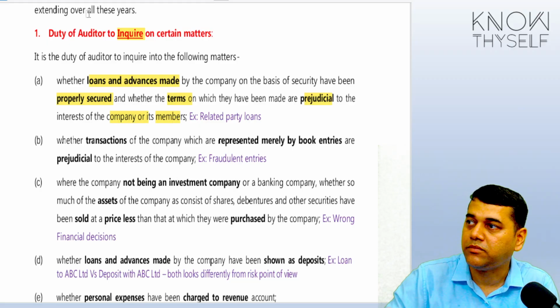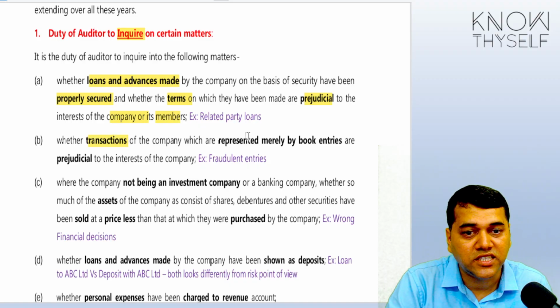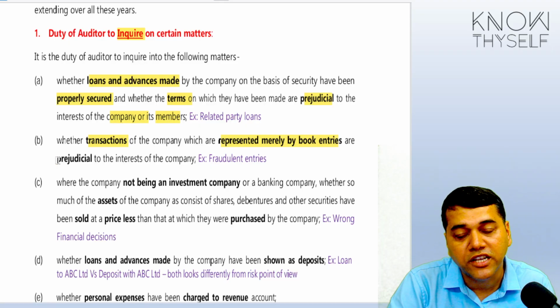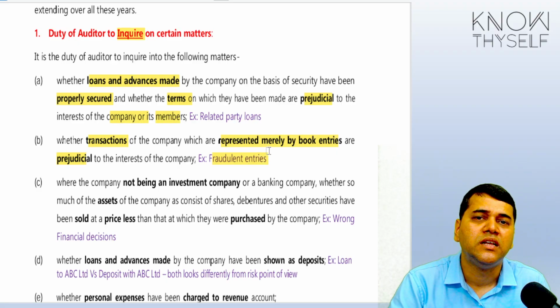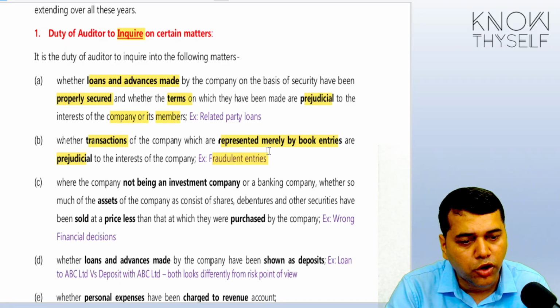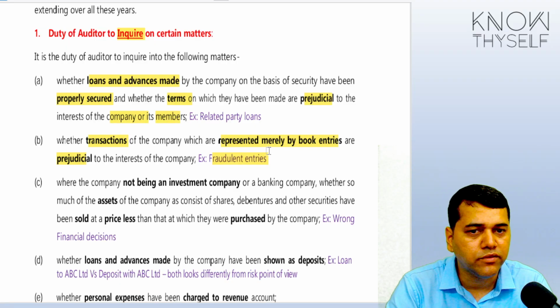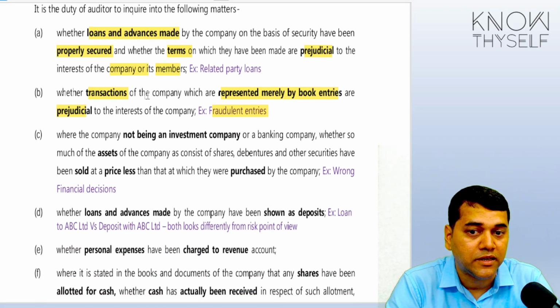Like I told, Satyam transferred 500 crore rupees. Now, are there any transactions which are represented merely by book entries only? That means you simply passed one book entry. It's just a fraudulent entry, like a provision entry. You said so much money was paid to so much consultant. No documentation, no evidence of the work done. So you have to inquire, is there anything like that?